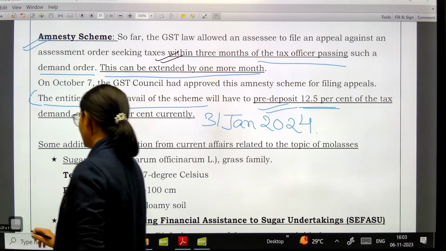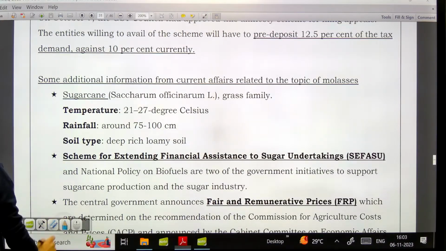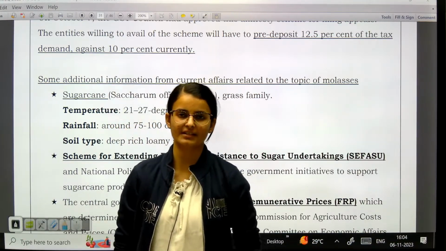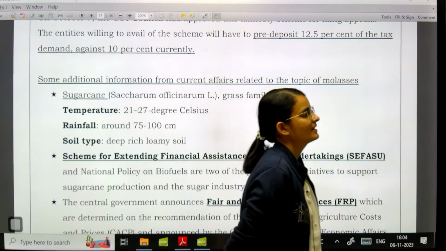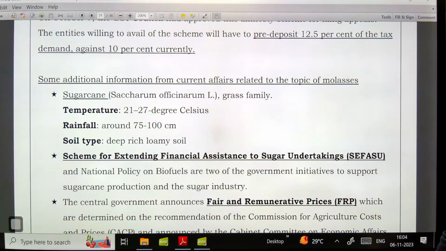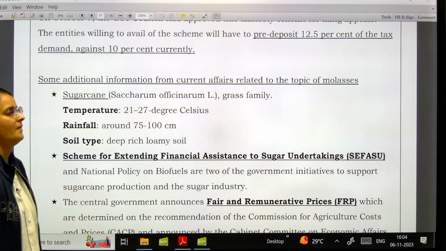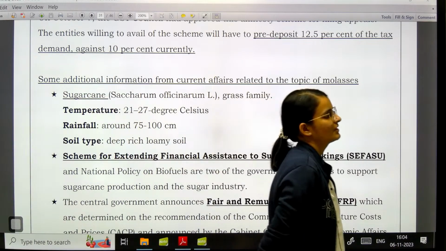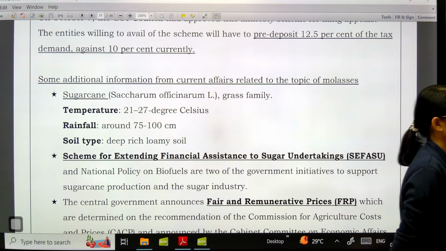Okay, now some additional information about sugarcane. Why have I included sugarcane in this GST council? Because there is a reduction in molasses GST. To how much percentage has molasses been taxed under GST? Please participate in the session, else it will be very monotonous for you as well as for me. 5.